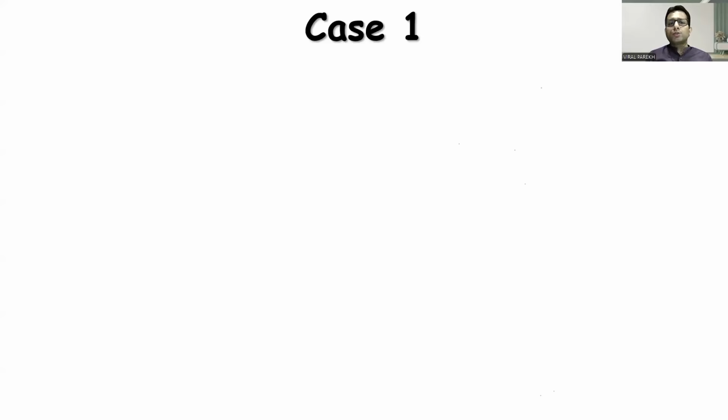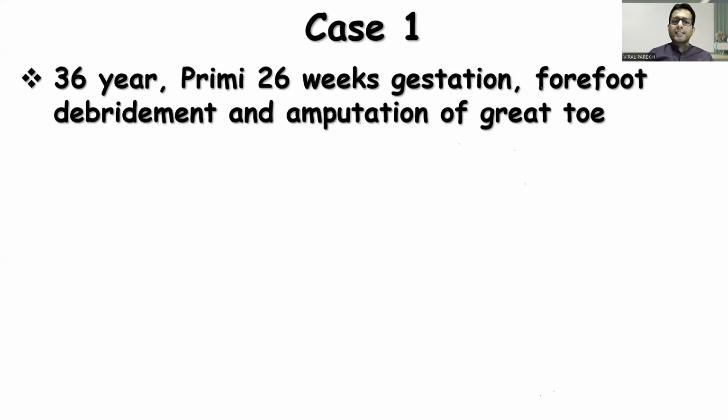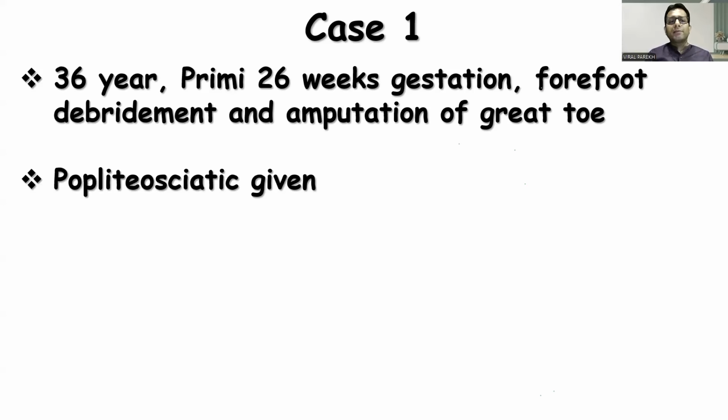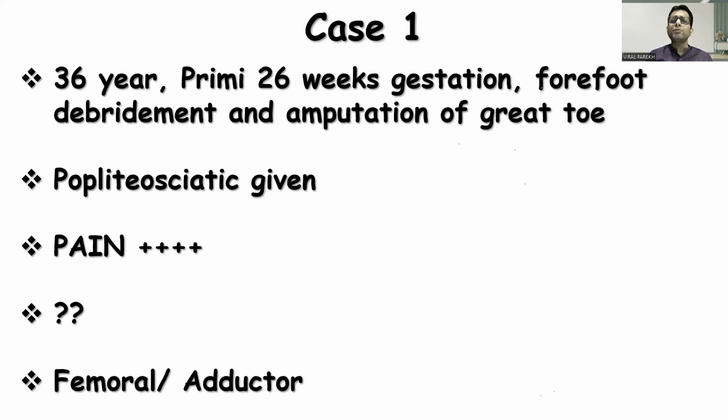I'd like to discuss two cases to end. This was a 36-year-old female, primigravida at 26 weeks of gestation, who came for a foot debridement and amputation of the great toe. She had multiple other comorbidities. In that patient, the popliteosciatic block was given by another person, but on incision the patient had pain. What was missed in this case was that we need to block the femoral nerve or the saphenous nerve.